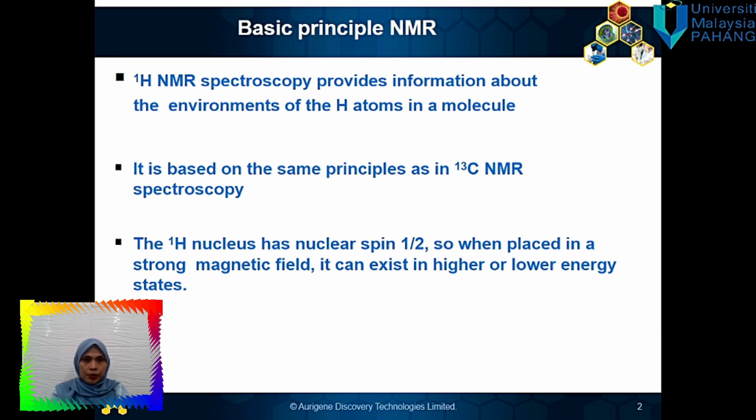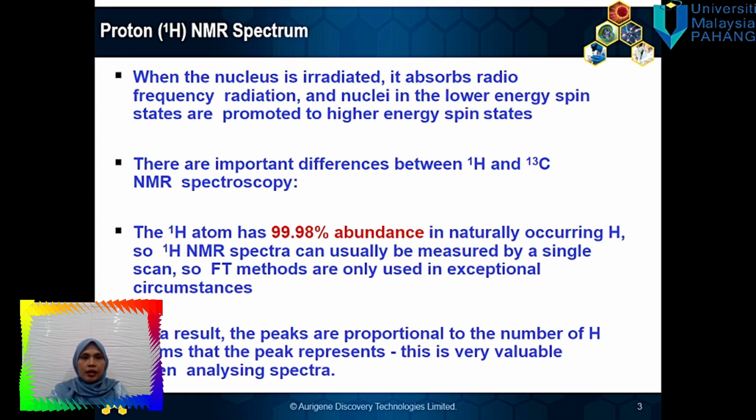Proton NMR spectroscopy provides information about the environments of the proton atoms in a molecule, and the same principles apply for the C13 NMR. When the nucleus has a spin of half and is placed in a strong magnetic field, it can exist in a higher or lower energy state. When the nucleus is irradiated, it absorbs radio frequency radiation, and the nuclei in the lower energy spin states are promoted to the higher energy state. The difference between these two energies produces a signal.